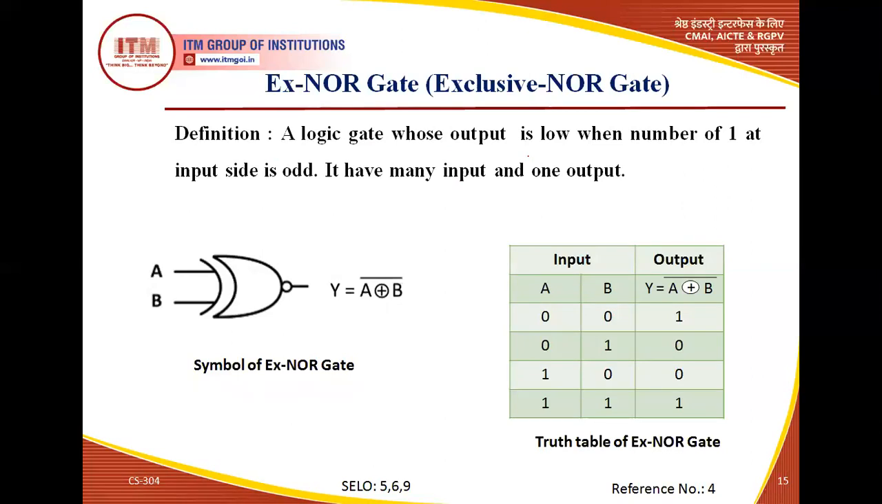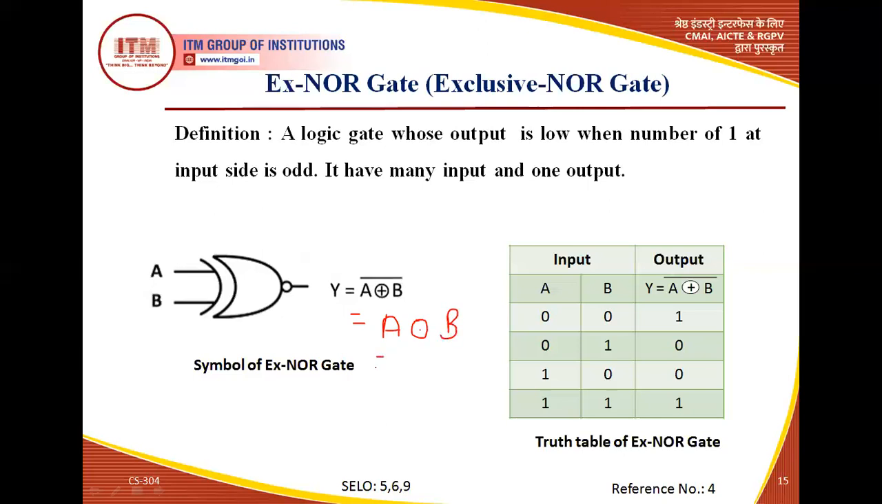Now the XNOR gate means if we invert the output of the XOR gate, then it works as the XNOR gate. So the XNOR gate can be defined as: when the number of 1s at the input side is odd, it will generate the output low. This is the symbol of the XNOR gate. A bubble is placed after the XOR gate, and the expression can be written as A XOR B whole bar. It can also be written with a dot placed in the circle.